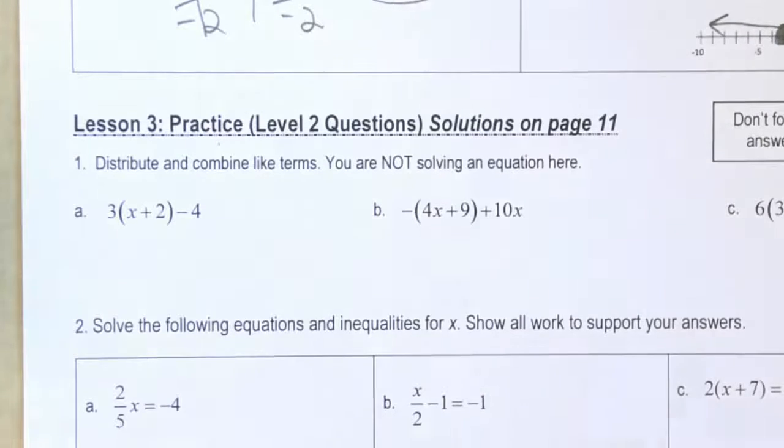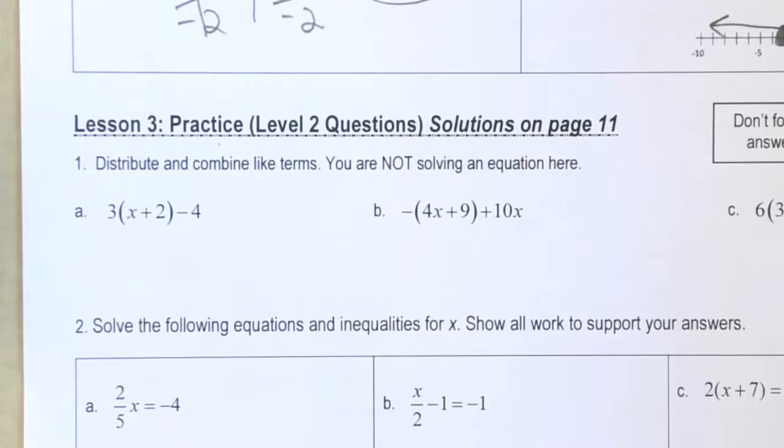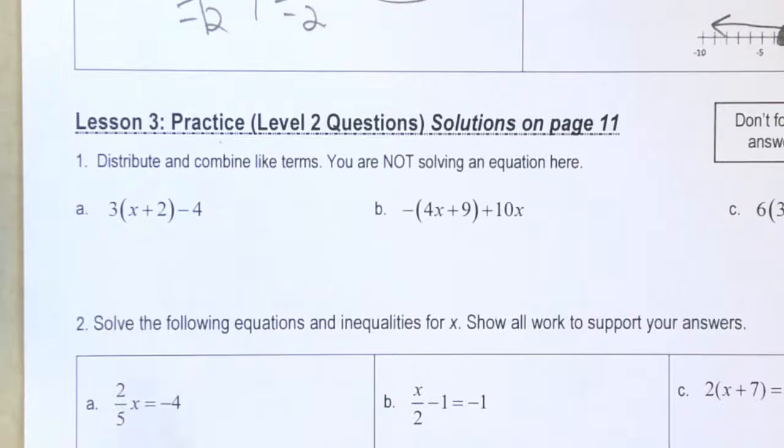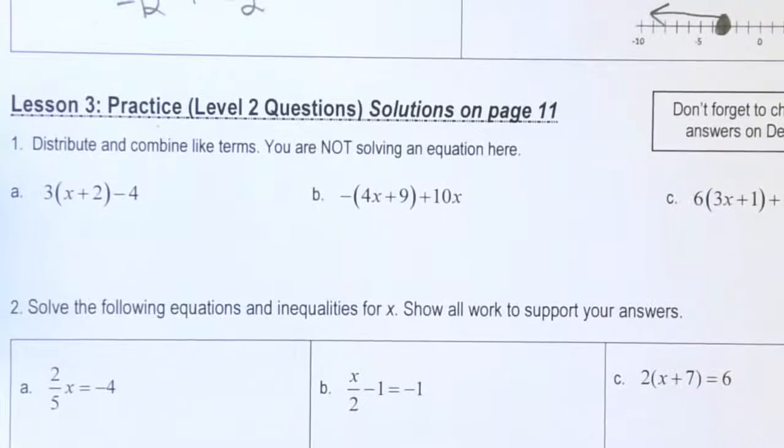All right, welcome back. This is another review. This is Mr. Wallace. This is on page 10 of your Unit 1 Algebra 1 packet. This is just the Lesson 3 practice. We are just doing number 1 right here. So number 1 has A, B, and C.